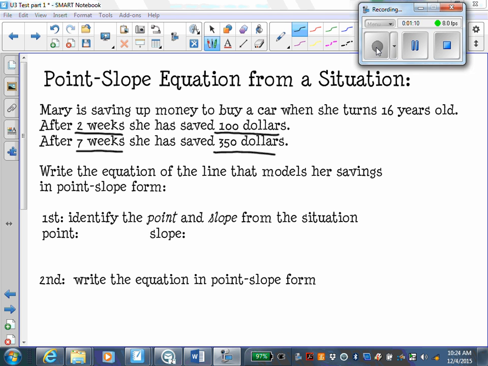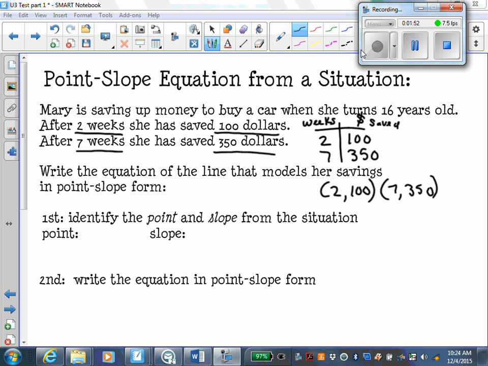I like to do that by setting up a little table. If I made a table, I think that the weeks would be the independent. Time is almost always the independent variable. So that's going to be the x. So it's going to be weeks on the left, and then dollars saved will be on the y. So at 2 weeks, she's got $100. At 7 weeks, she has $350. If you prefer to write them without the table and go straight to ordered pairs, you can do that. So that's like having the points (2, 100) and then the point (7, 350).